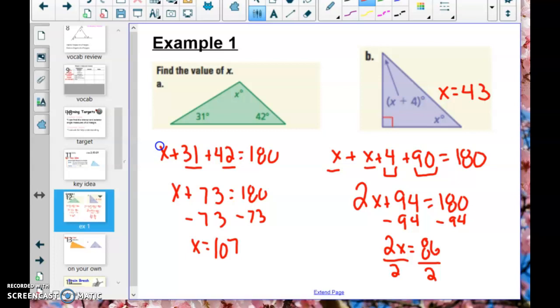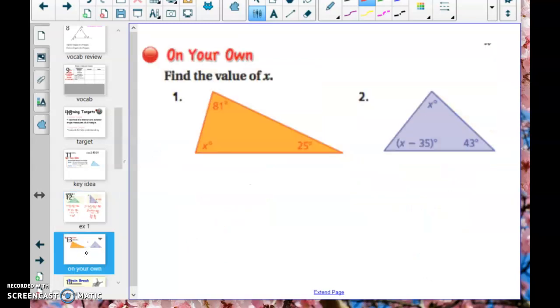And I can double check that because this angle here would have to be 43. This angle here would have to be 43 plus 4, which of course would give me 47, and then plus this 90-degree angle, it would sum to 180 degrees. You can pause the video and try to answer both of those on your own.